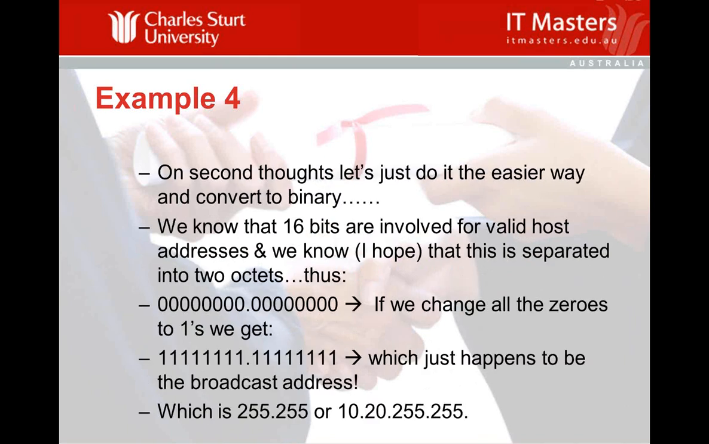On second thoughts, let's just do it either way and we'll convert it to binary. Okay, so we know that there are 16 bits involved for valid host addresses. And we know, or I hope we know, that this is separated into two octets, so like this: 8 zeros dot 8 zeros. If we change all the zeros to ones, we get 255.255, which just happens to be the broadcast address.